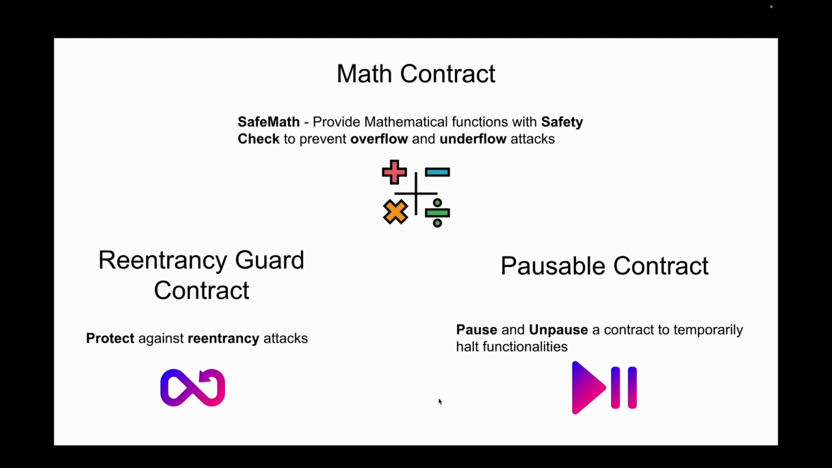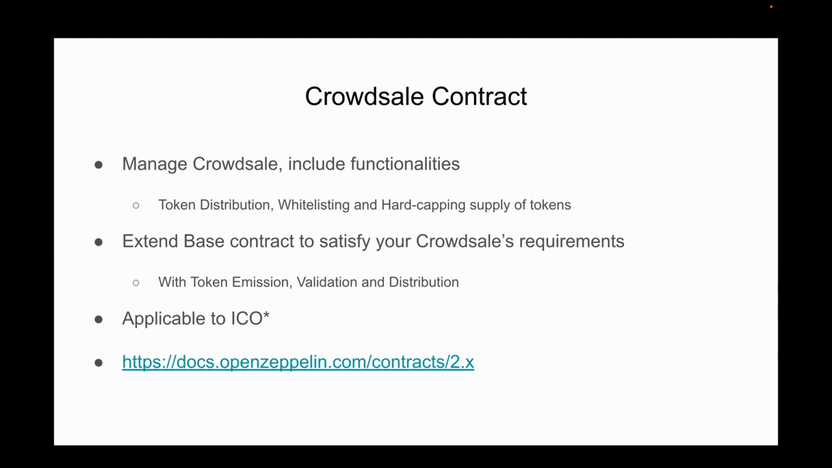Third, the math contracts, such as SafeMath, which provides mathematical functions such as addition, subtraction, multiplication, and division with safety checks to prevent overflow and underflow attacks. For the fourth use case, re-entrancy guard contracts, which protect against re-entrancy attacks by using a mutex mechanism. For the fifth, we have pausable contracts, which provide a way to pause and unpause a contract, allowing you to temporarily halt its functionality. Another prominent use case is the crowd sale contract.